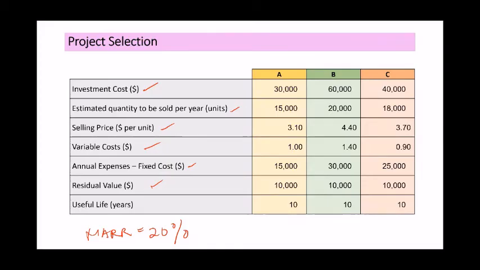What is a revenue? Revenue is price multiplied by the quantity, or sometimes we call that your sales. So we assume here that when you produce, all of the products that you are producing will be sold in the market. For A, the estimated quantity to be sold per year, or the quantity of production, is 15,000. If the selling price per unit is 3.10, how much will be the revenue of the firm for alternative A? How much is the expected revenue? So we have P, price, which is 3.10, multiplied by the quantity 15,000.